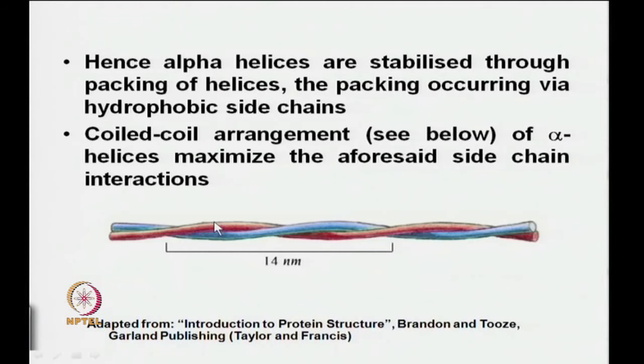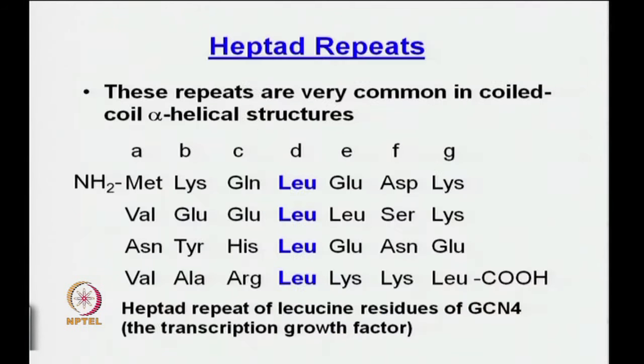Now, going into this structural aspect in a little more detail, a very common aspect of this coiled-coil structure is a repeat, or a sequence known as heptad repeats. These repeats are very common in coiled-coil alpha helical structures. What I mean by heptad repeats, I will soon tell you, but first let us look at these amino acids.